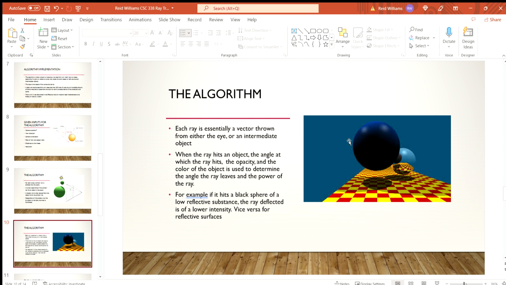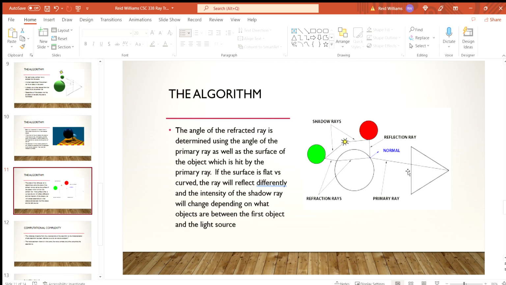So each ray is essentially just a vector that's thrown from the eye or an intermediate object, and when the ray hits an object, the angle at which the ray hits, the opacity, the color, all of that stuff is used to determine the angle and the intensity of the ray that comes off of it. So here, if it's a black, opaque surface, it won't reflect light nearly as much as a silvery reflective surface. And so the object itself, its opacity, color, reflectiveness is relevant.